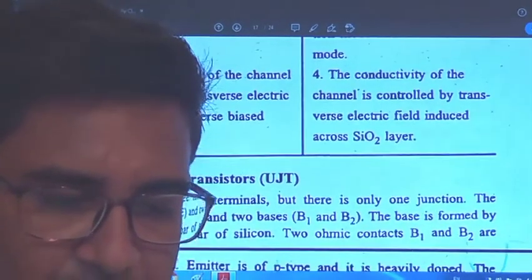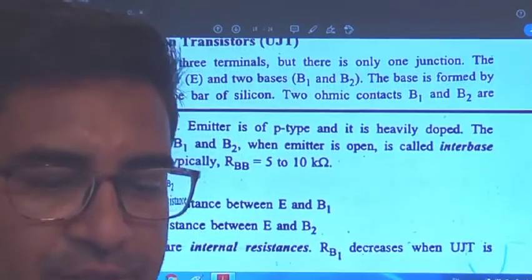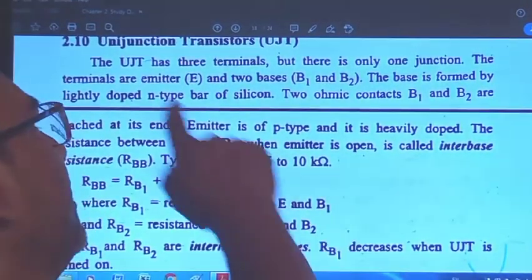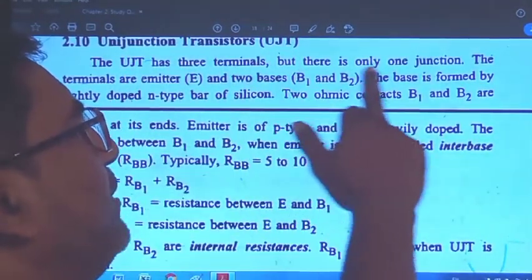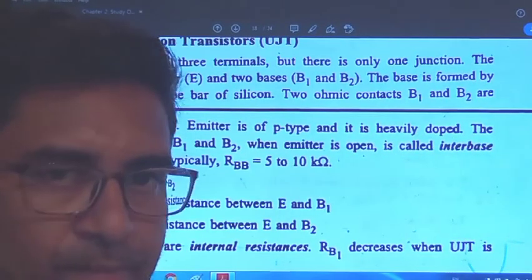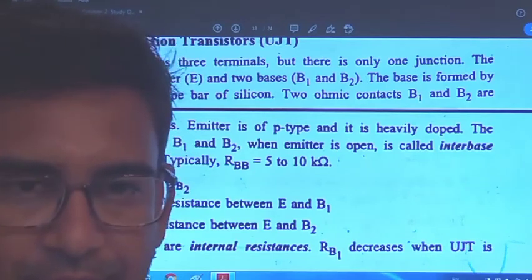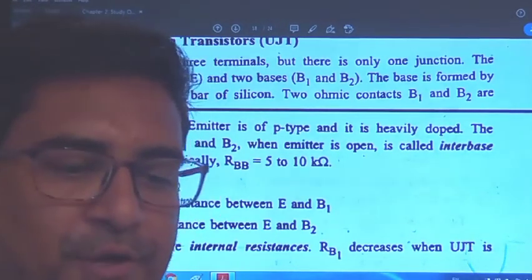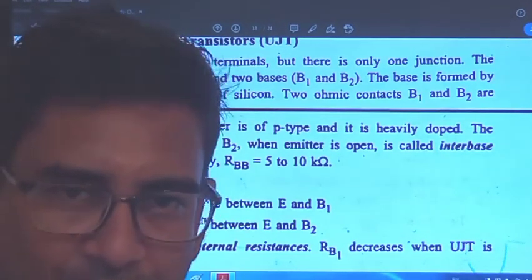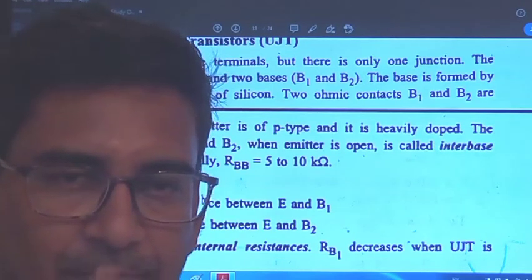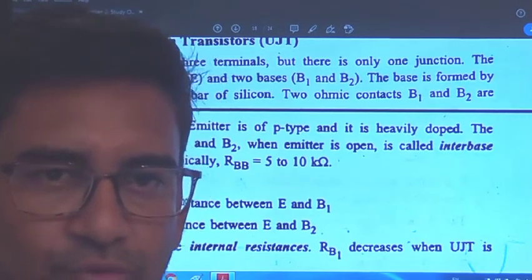The next part is the unijunction transistor. The unijunction transistor is again a three terminal device, but there is only one junction present. The terminals are the emitter, base 1, and base 2.